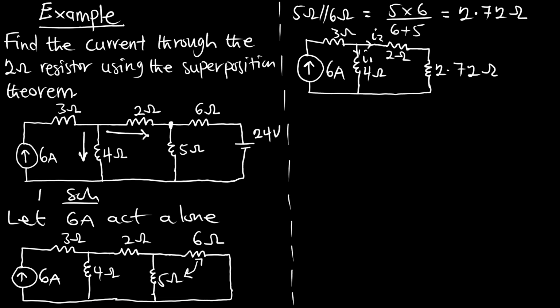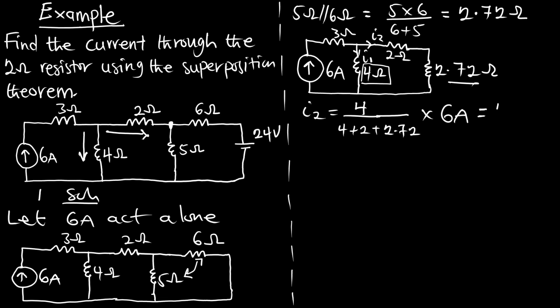By the current divider rule, I2 is going to be, this is the resistor in parallel with the resistor of interest, so that will be 4 over 4 plus 2 plus this resistor, which is 2.72. You can check out the current divider rule to understand it very well. And the total current coming is 6 amperes. So with this, our I2 is going to be 2.75 amperes.